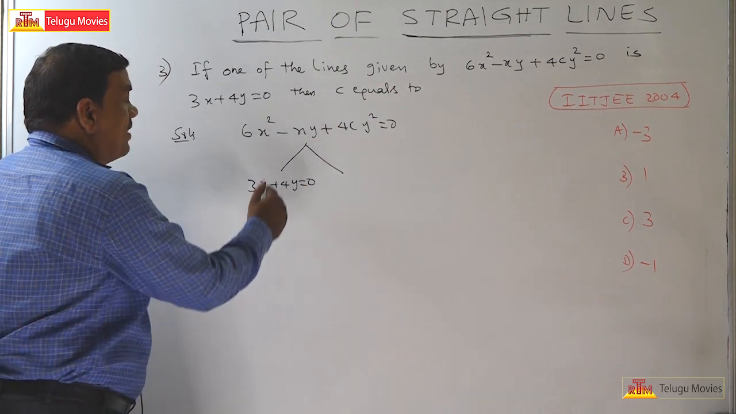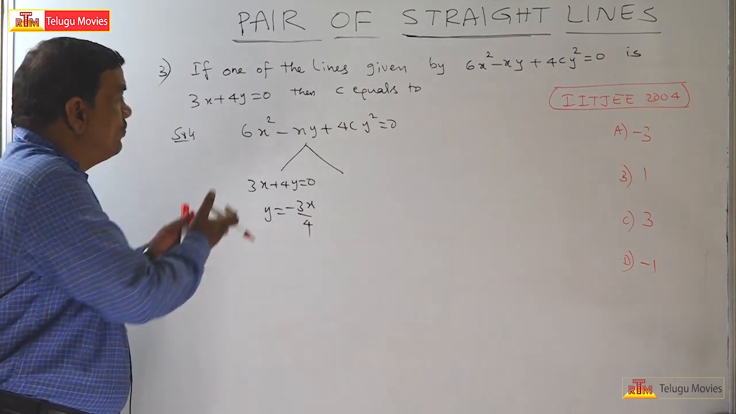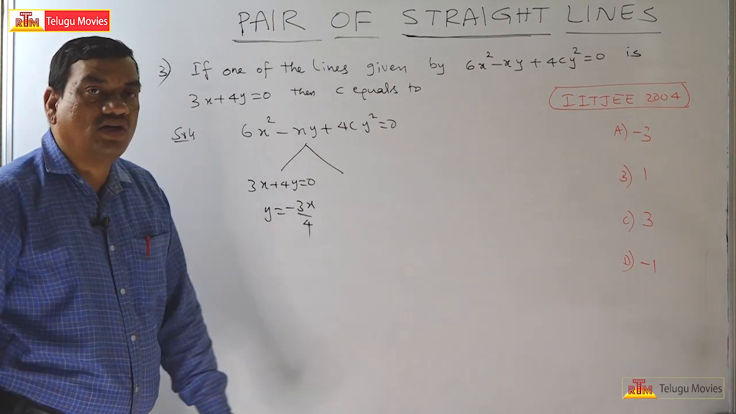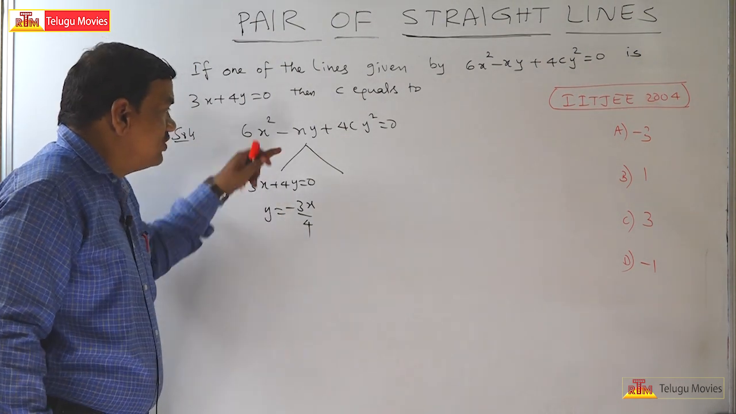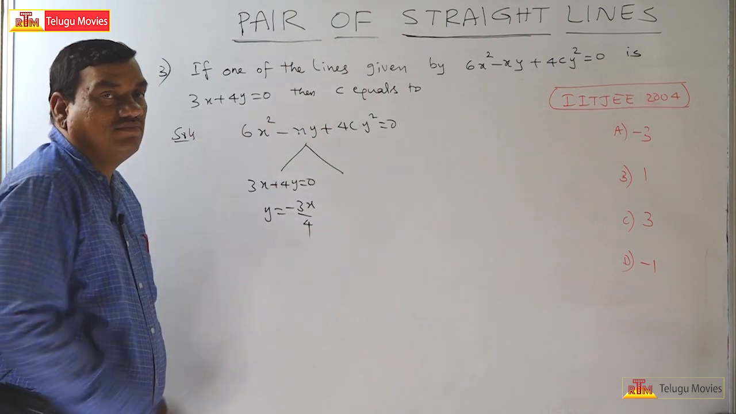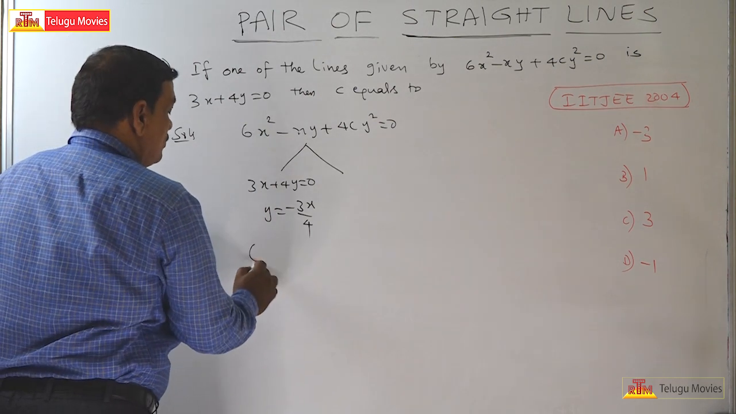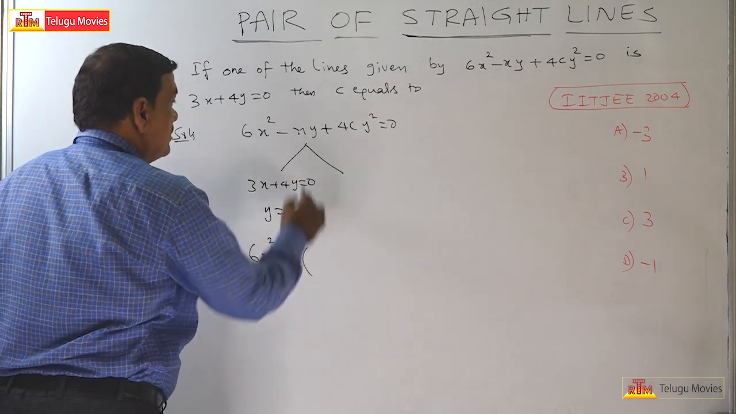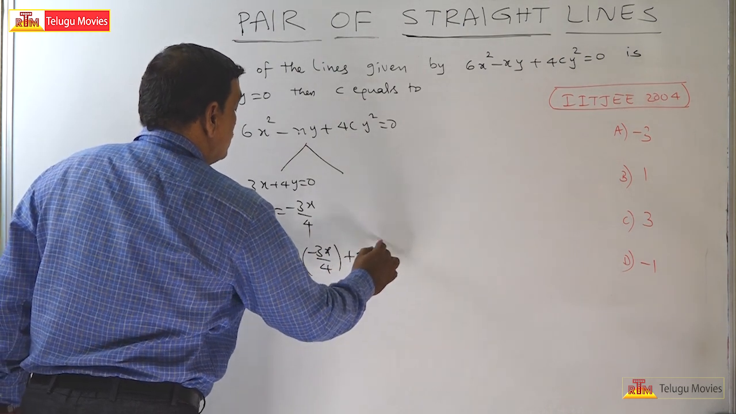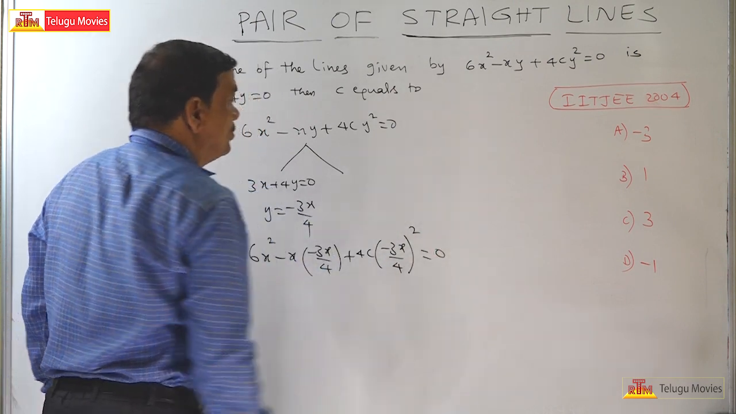That means from this, y is equal to how much? Minus 3x by 4. So substitute y is equal to minus 3x by 4 in the given equation. Why? Because this equation should satisfy the given pair of lines, since it is one of the lines. It should satisfy the given equation. Now substitute here. So this is equal to 6x square minus x into, what is the y value, minus 3x by 4, plus 4c into minus 3x by 4 whole square is equal to 0.